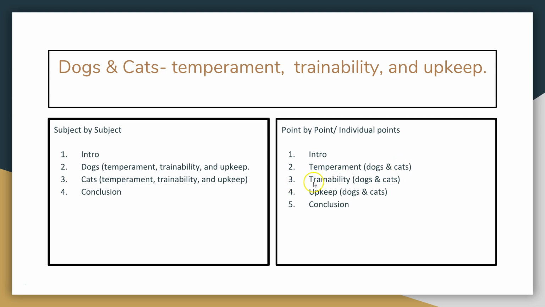And then the next paragraph, we're going to talk about trainability, and we're going to put dogs beside cats and talk about them. Upkeep, we're going to talk about dogs and cats. And then in the conclusion, we're going to have a general, dogs do this, cats do this. That's why dogs are superior, because they are. Dogs are awesome.